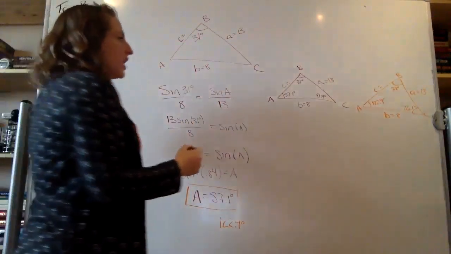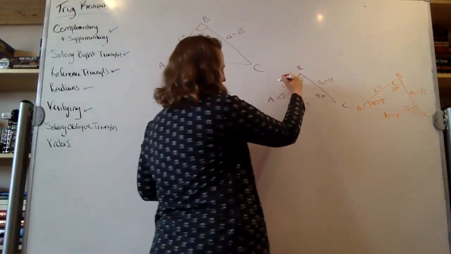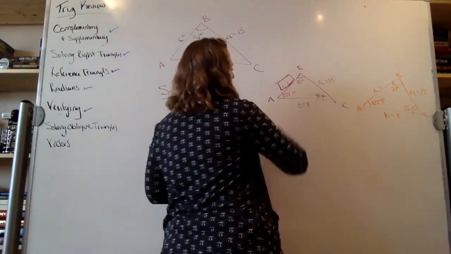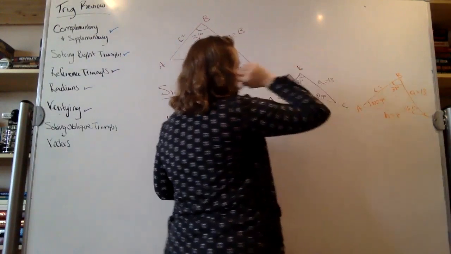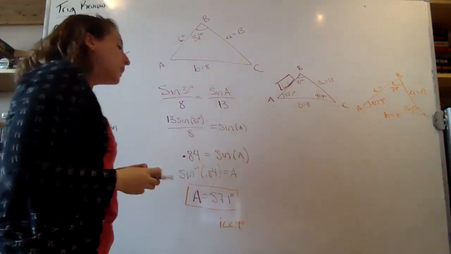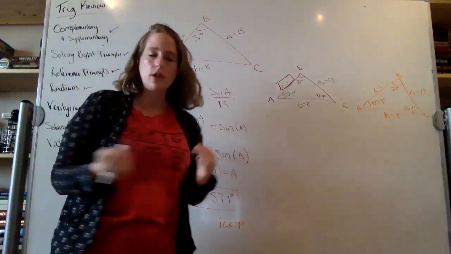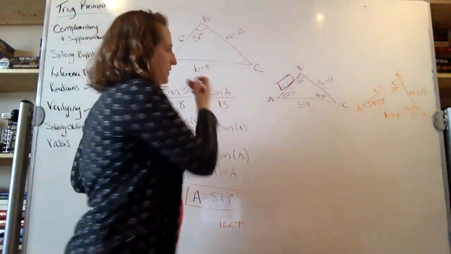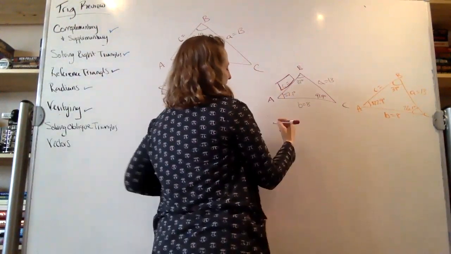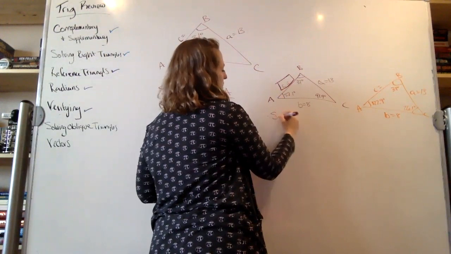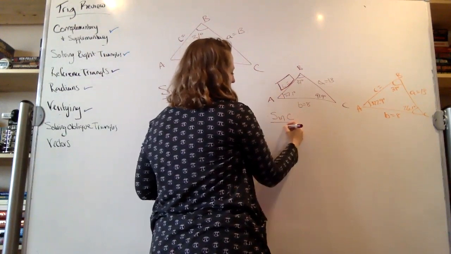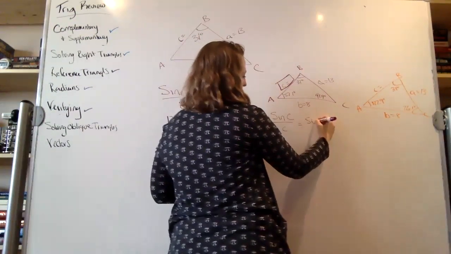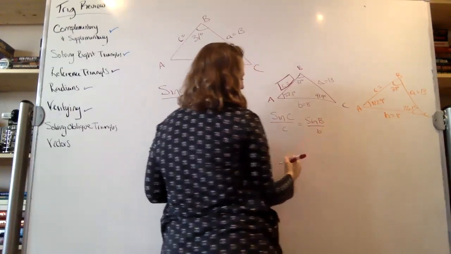So I have to finish solving by finding C twice. I need to find C once in this triangle, and I also need to find C in this triangle. Both of those I can use the law of sines. You could also use the law of cosines. I'm more of a fan of the law of sines, so I'm going to use law of sines for both. If I want to find C using law of sines, I can use the fact that sine of C over C equals sine of B over B.